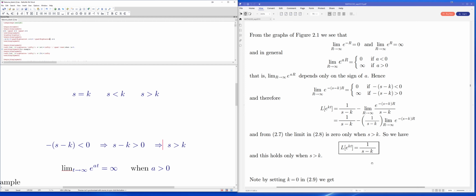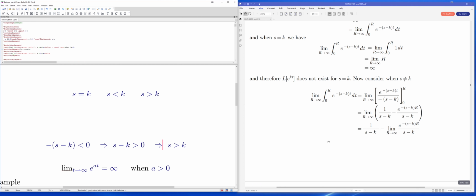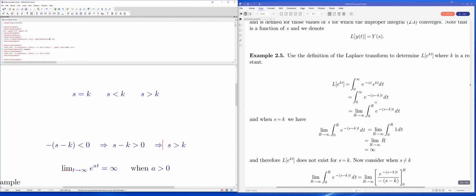To summarize, Laplace of e to the kt is 1 on s minus k, but this is only true when s is bigger than k. In all other cases, if s is equal to k, or if s is less than k, you'd get an infinity here. It's only when s is bigger than k that you actually get a finite number.